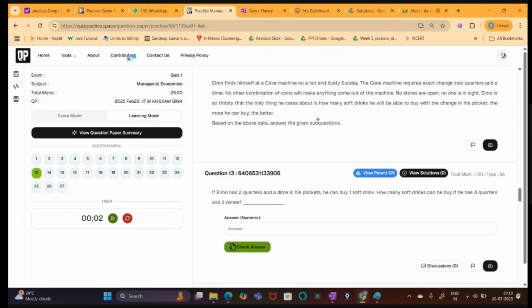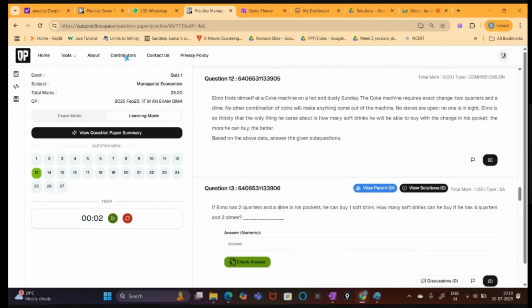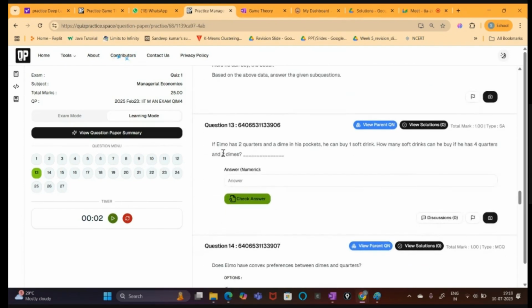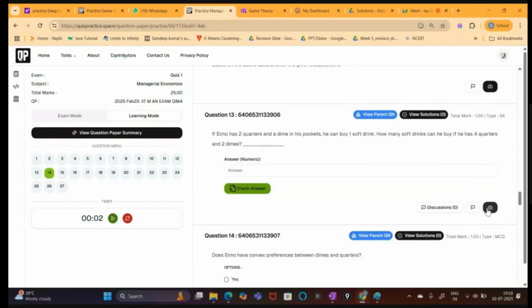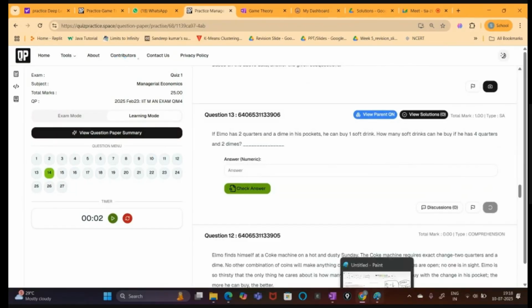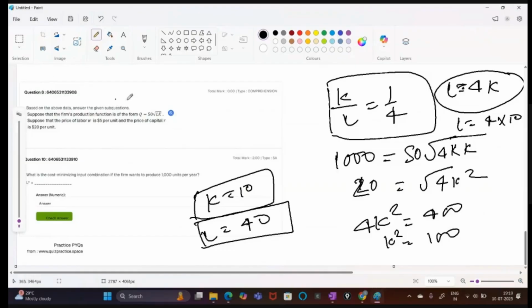Whatever money he has, he can buy. He will utilize all his money to buy the coke because he is very thirsty, right? So if Elmo has two quarters and a dime in his pocket, he can buy only one soft drink. How many soft drinks can he buy if he has four quarters and two dimes? It's very easy. You can do it on your own, but no worry, I will describe it for you.